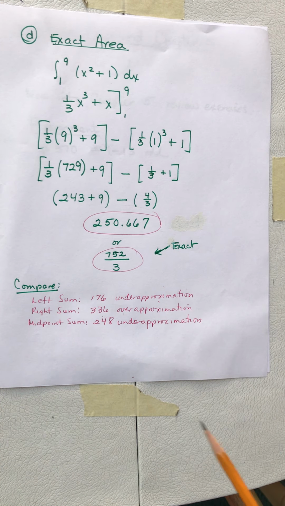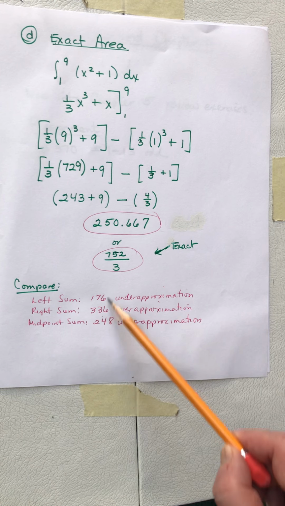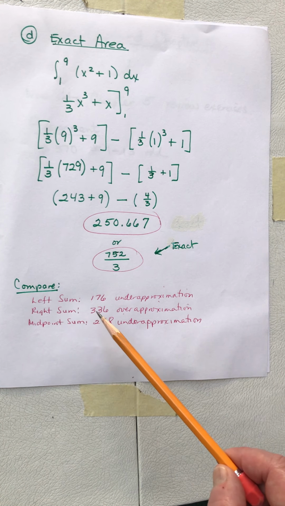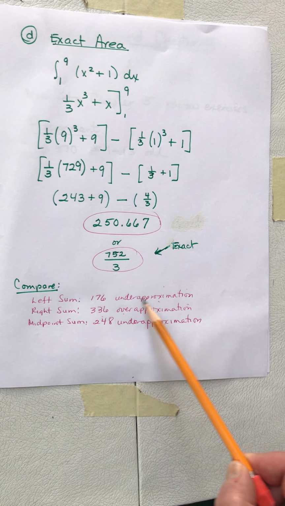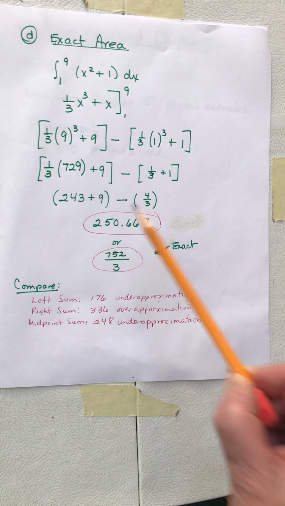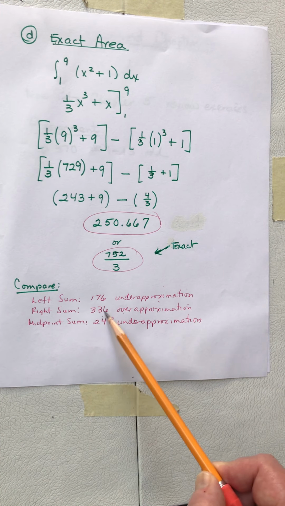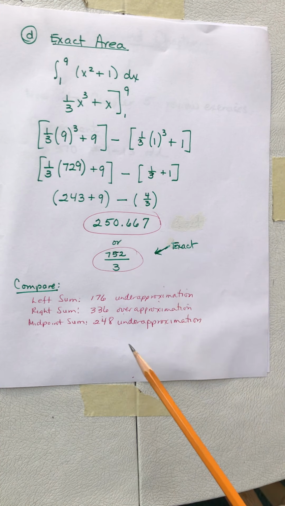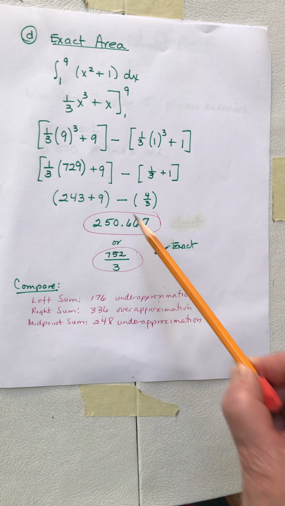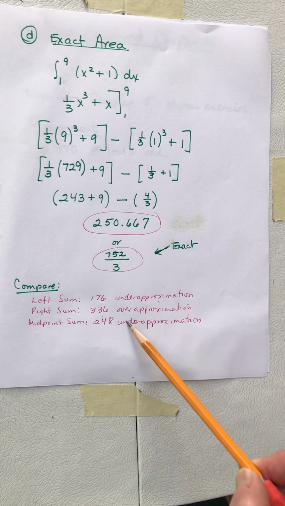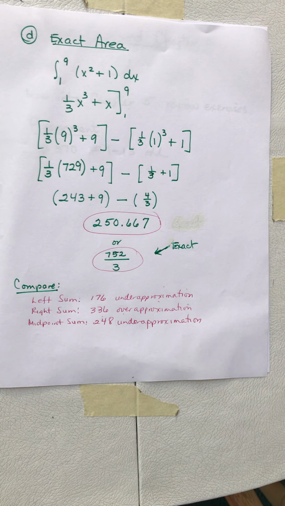All right, so now I compared it with our 3 approximations. Our left sum in this case came out to be 176. It was an under approximation because it's less than the 250. 336 was an over approximation, and 248 was a little bit of an under approximation still. All right, so that's how those compare.